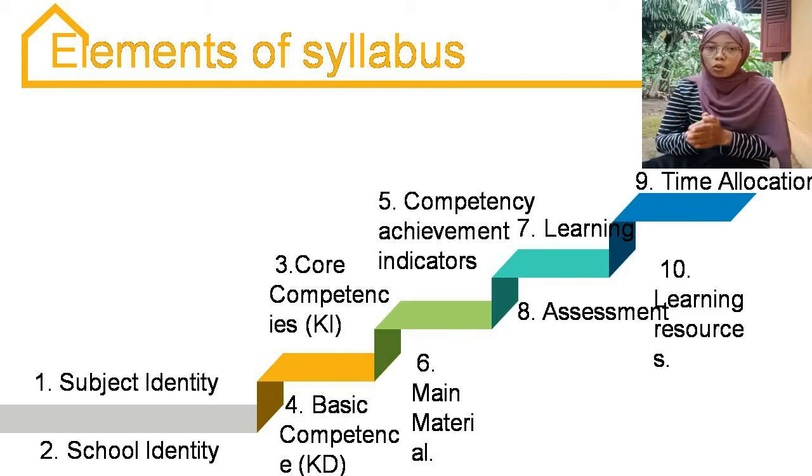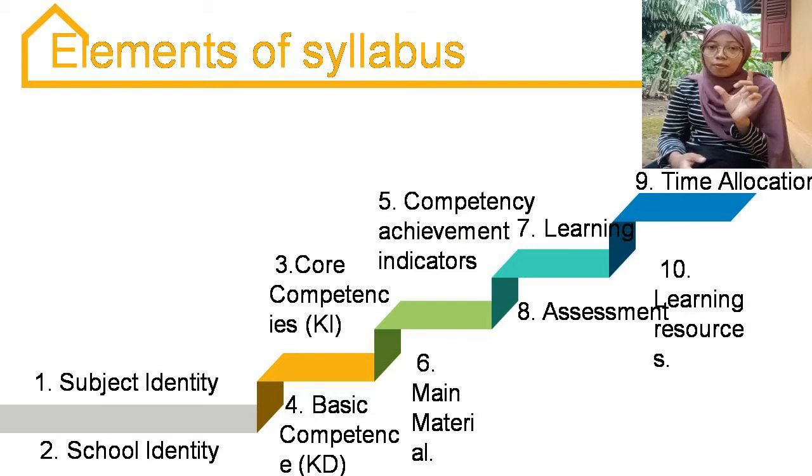Basic competency contains attitude, knowledge, and skill that are derived from core competencies that must be mastered by students. And fifth, competency achievement indicators is the behavior that can be measured or observed to show the achievement of certain basic competencies to become references for subject assessment.